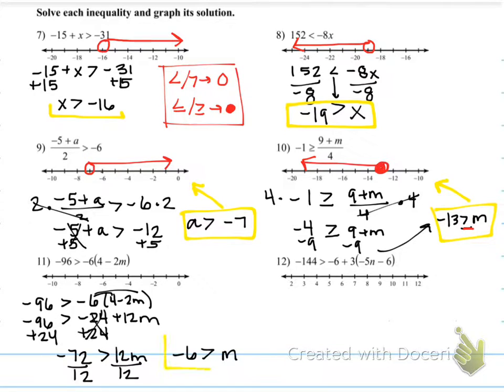So here's our answer, but we need to graph it. Graphing it, we're going to have an open circle at negative 6. And it's saying negative 6 is greater than m, so you want to point towards numbers that are smaller than negative 6.